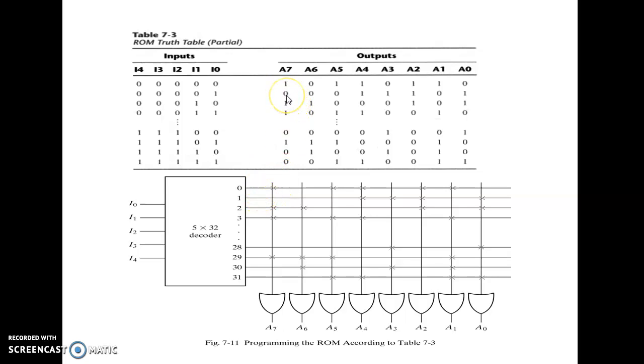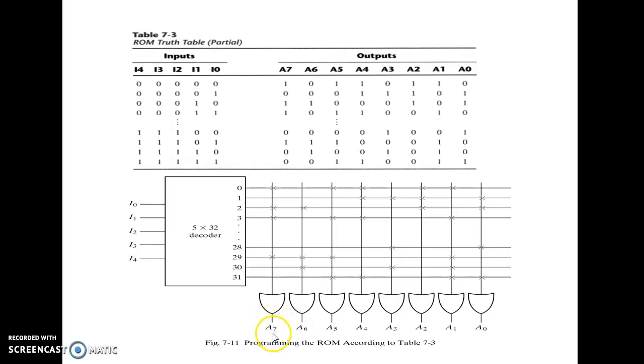Next, if you see the next combination, it is 0 for the combination of 4 zeros and 1. What is the decimal equivalent? It is 1. So if there is a 0, no connection. If there is a 1, you need to indicate with a connection. The next combination is 00010, whose decimal equivalent is 2. So for this output, you need to indicate with a cross mark because the output is 1. Similarly for 00011. Like this, how many ones are there in this column? 1, 2, 3, 4. So there are 4 cross marks.